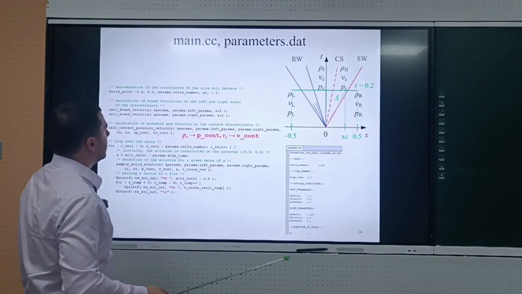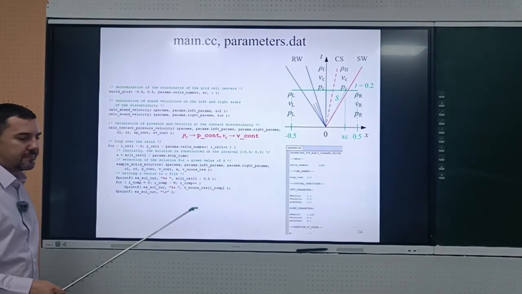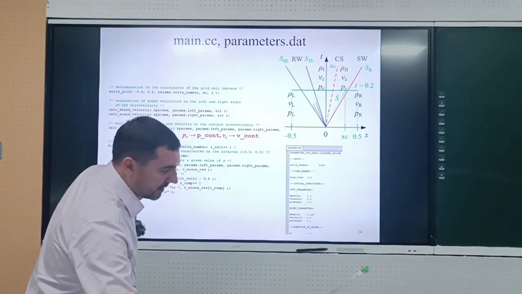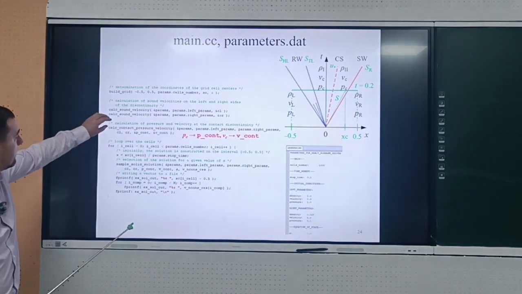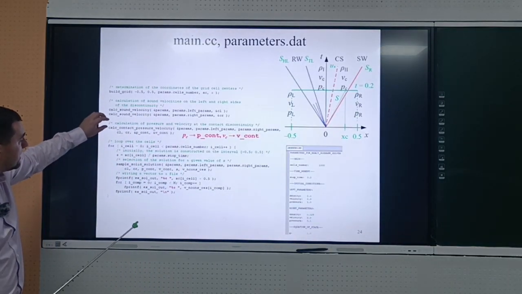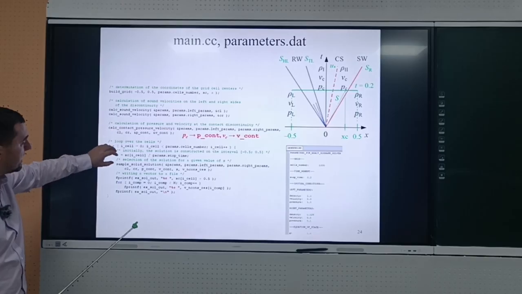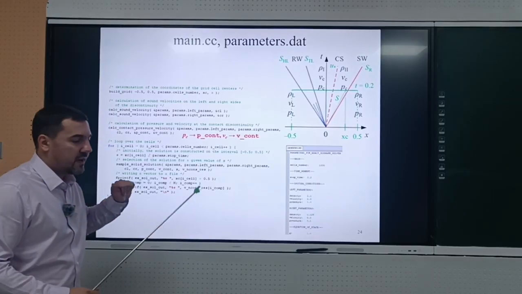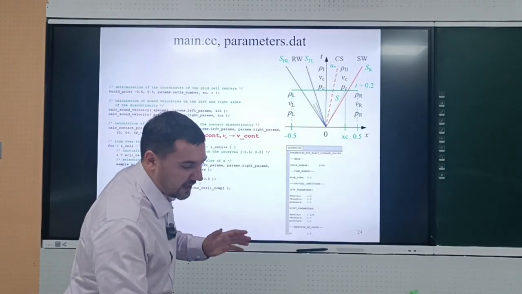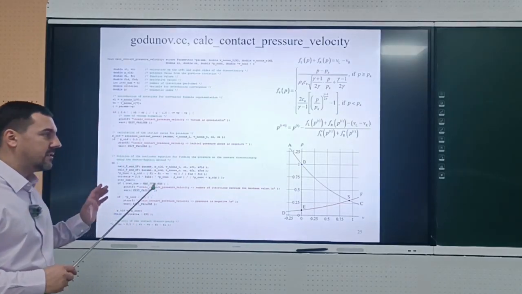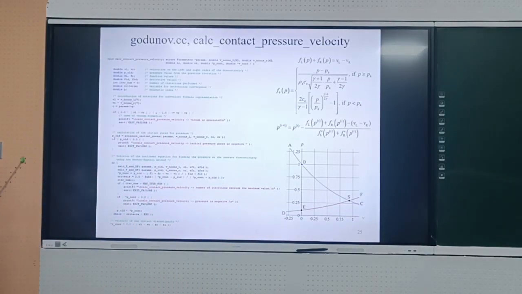Okay, this is the general structure of the main loop. And now we should consider the functions calc contact pressure and velocity, and sample solution. How can we find parameters at the contact surface, and how can we sample the solution? So as I told you, we do not use the PV diagram directly.